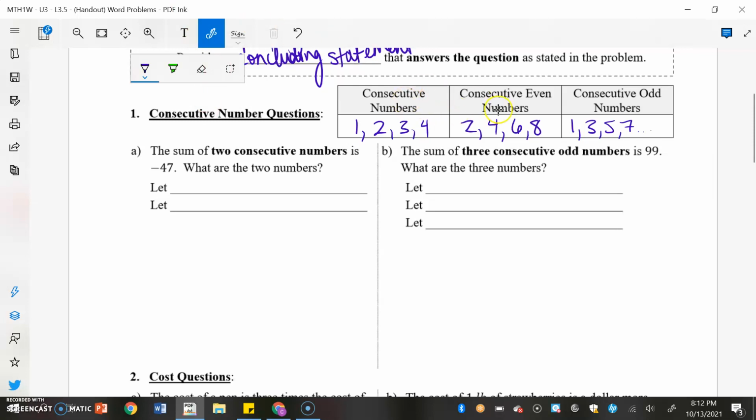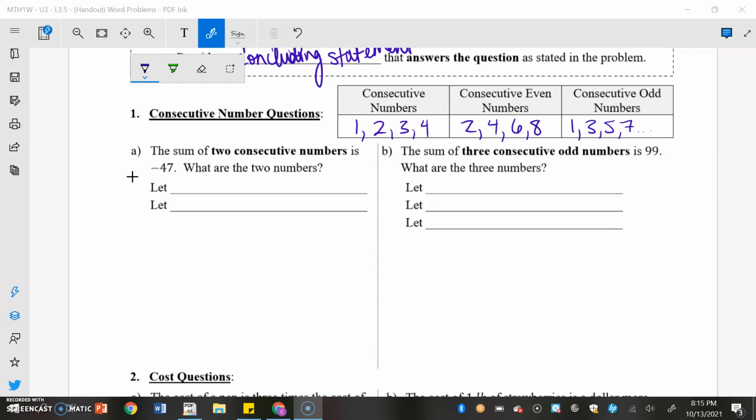So you'll see some of this terminology in some of these word problems. This is what I want you to reference. In the first one here in part A, it says the sum of two consecutive numbers is negative 47. What are the two numbers? Now, you might be able to figure this out using mental math or by guess and check, but the goal in this unit is to be able to come up with some equations and use them to solve the question.